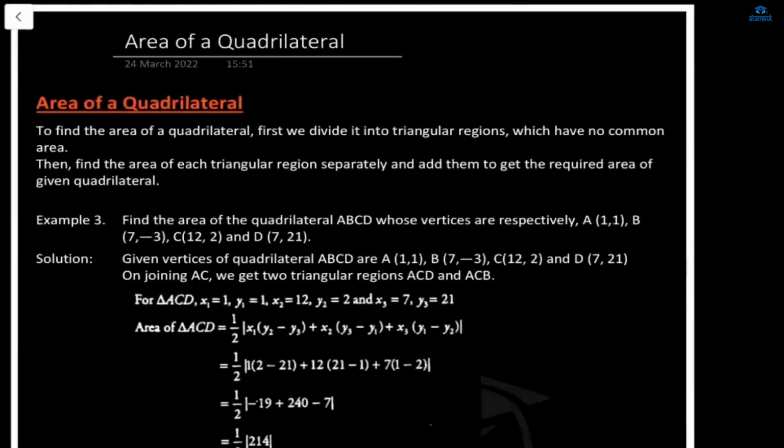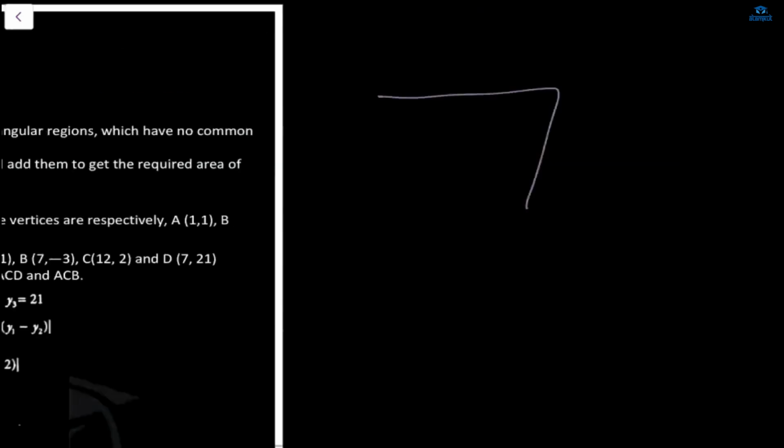To find the area of the quadrilateral, first we divide it into triangular regions, which, as I've already mentioned here, have no common area. So if you are finding the area of the quadrilateral, you divide it into these two triangles. There should not be common areas. You cannot make one triangle like this and another triangle somewhere else. There should be no common area.